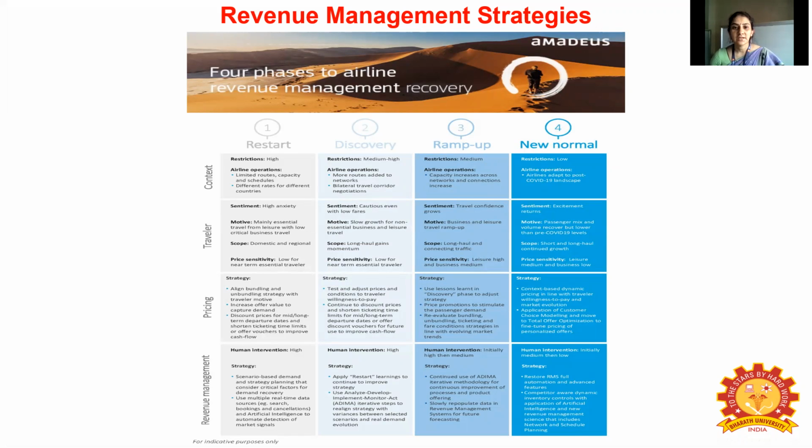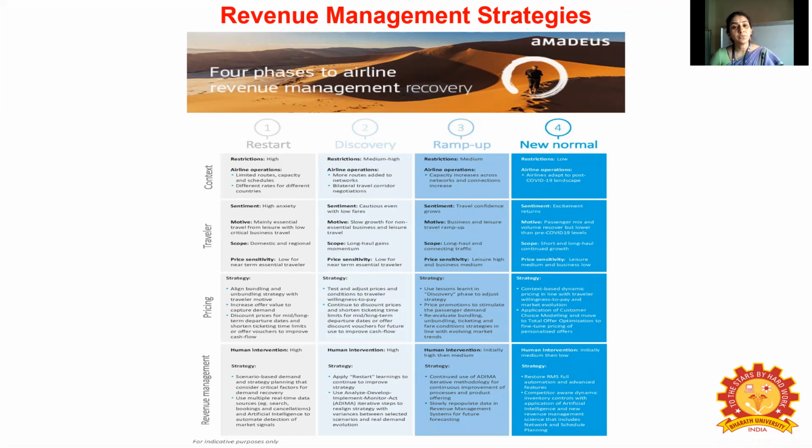These are the four strategies given in different phases, especially by the Amadeus software. Amadeus, all of us know, is a CRS software. This software has designed phases such as restart, discovery, ramp up, and new normal. These are the revenue strategies mainly suggested in the post-COVID scenario.